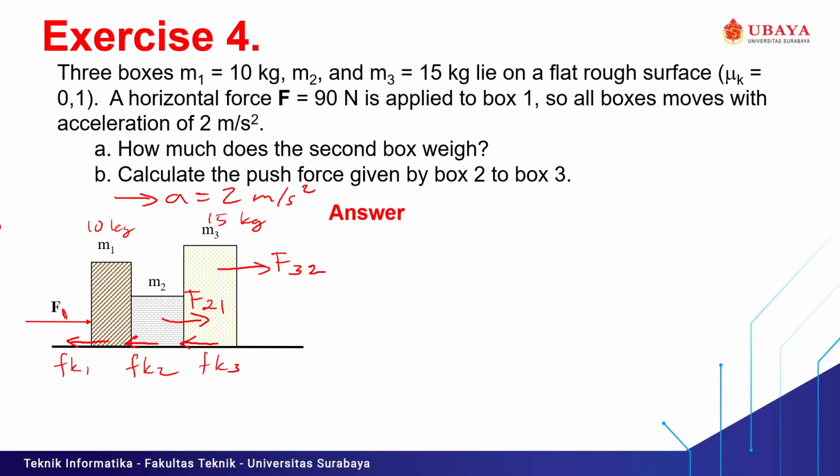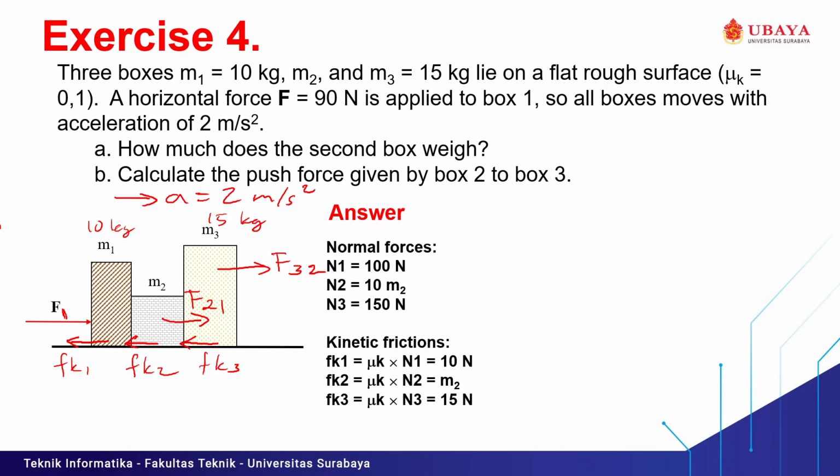Now to actually calculate the second box weight, let's first calculate the kinetic frictions for all of these boxes. We must calculate the normal forces first. N1 equals 10 times 10. Remember the g is 10, yeah? 10 times 10 is 100. N2 is 10 times m2. And the third normal, N3, is 15 times 10, which is 150 Newton.